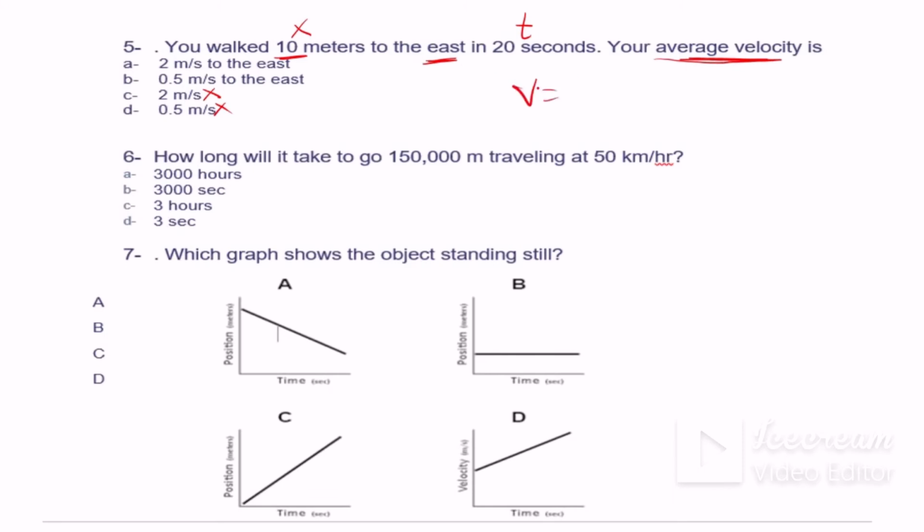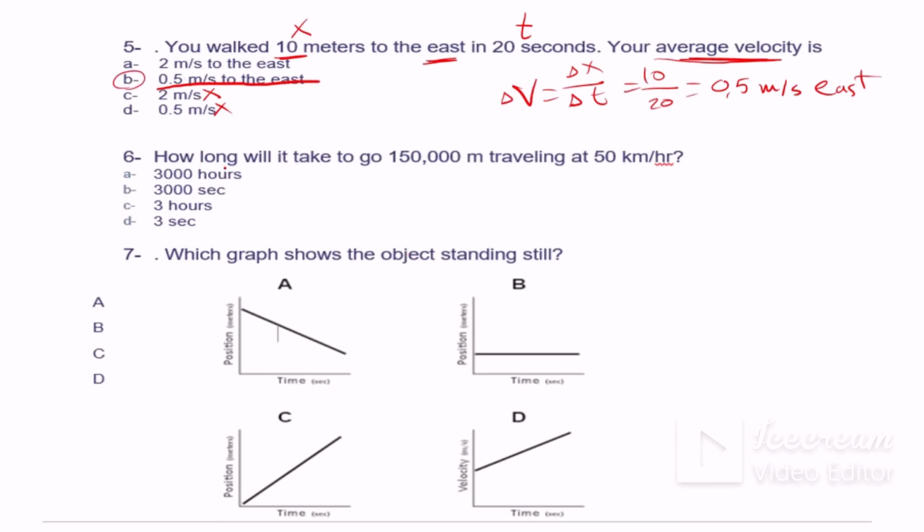V equals delta x divided by delta t, equals 10 divided by 20, equals approximately half a meter per second to the east. Okay, guys, to the east. Now you should understand that it is to the east, number B. Okay, guys, let's go for another one.